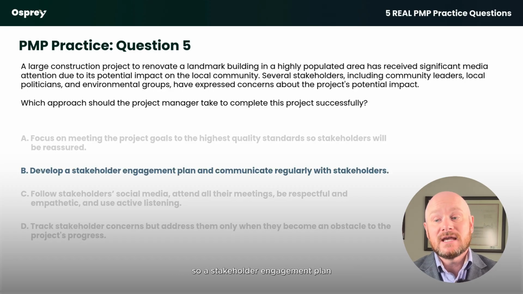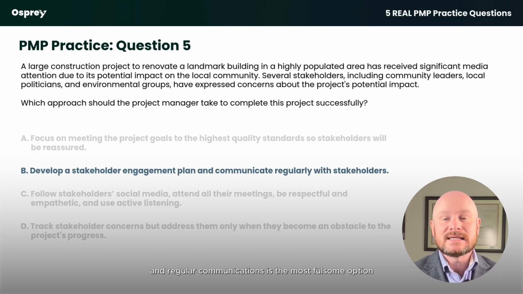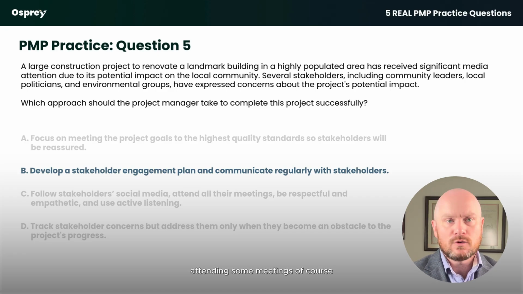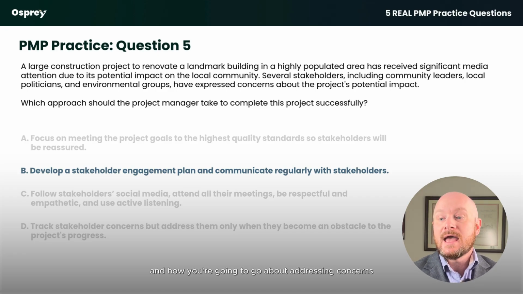So a stakeholder engagement plan and regular communications is the most fulsome option. The stakeholder engagement plan would likely include things like following people on social media, attending some meetings, of course being respectful and empathetic, and how you're going to go about addressing concerns. So B is the most fulsome option of the four.